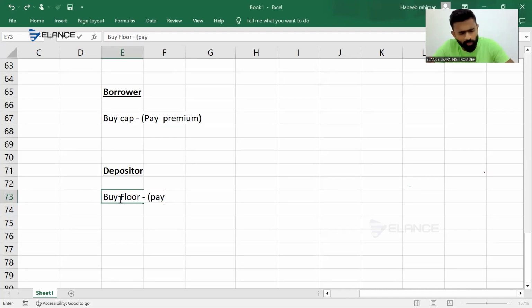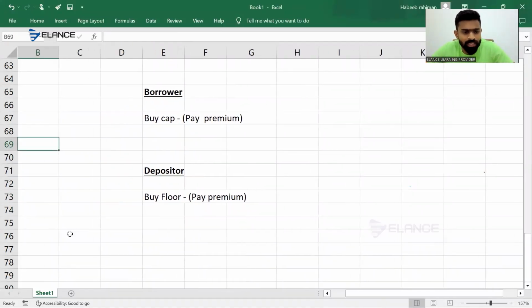Whether you buy a cap or a floor, since you are buying the option, you have to pay premium. Whether you are a borrower or a depositor, you buy whatever is suitable for you. For a borrower, the suitable option is a cap. Since you are buying it, you have to pay premium. Similarly, for a depositor, the suitable option is to buy a floor, so you have to make a payment.